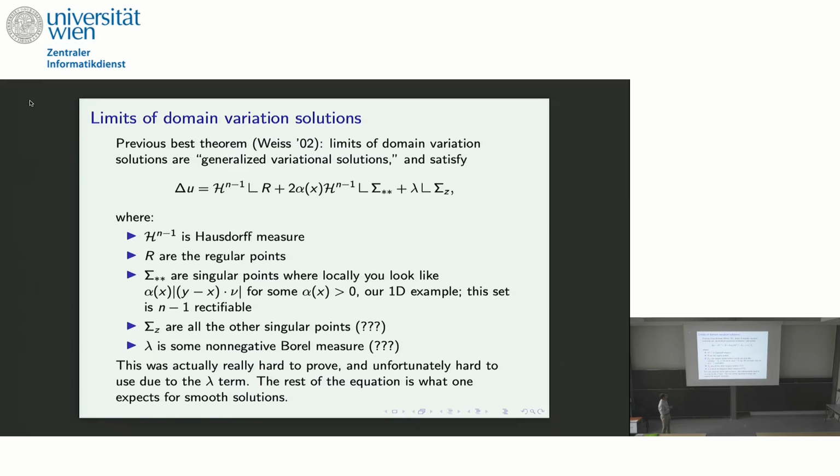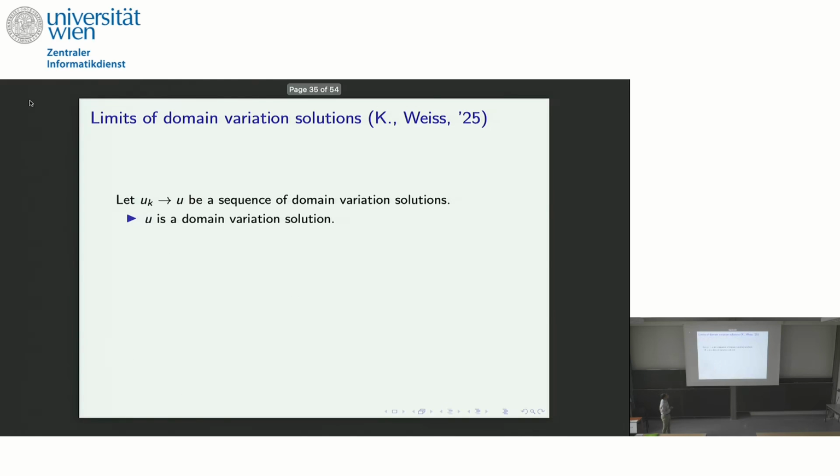Now, what we can now do better. So this is the main theorem I want to show you. Let me state it like this. So I have u_k here, a sequence of domain variation solutions, and they're converging to a limit, let's say strongly in W^{1,2}. Then first, the limit is a domain variation solution.